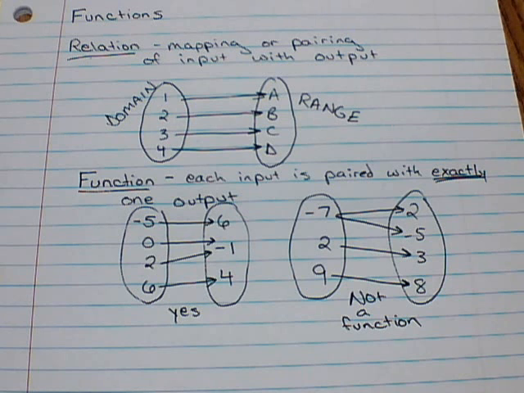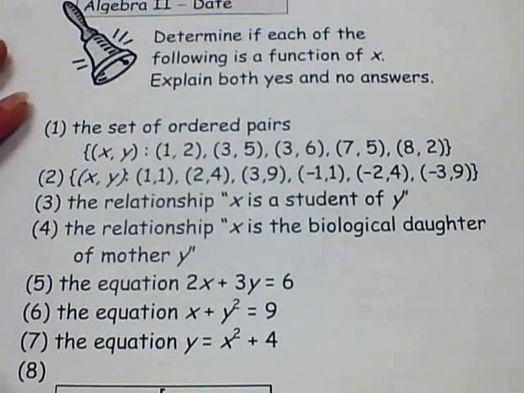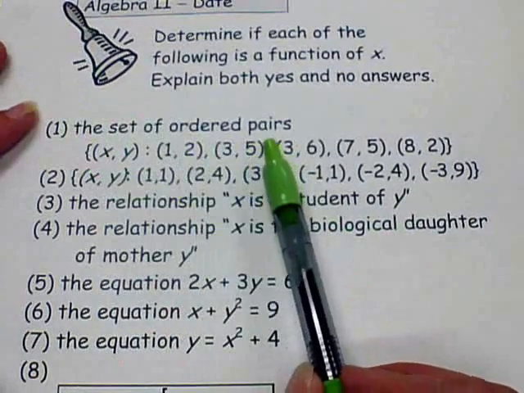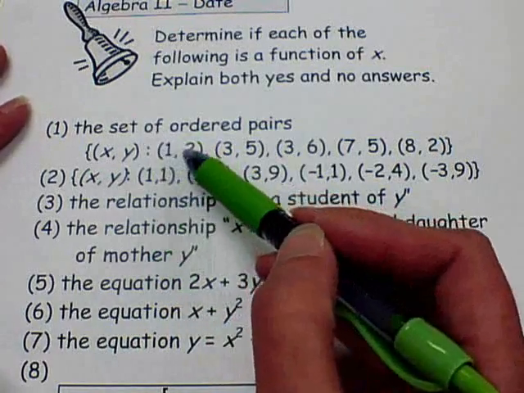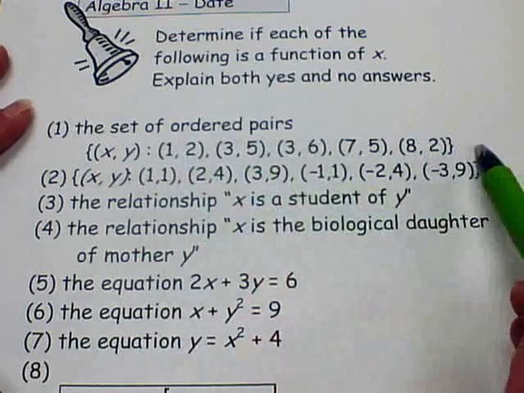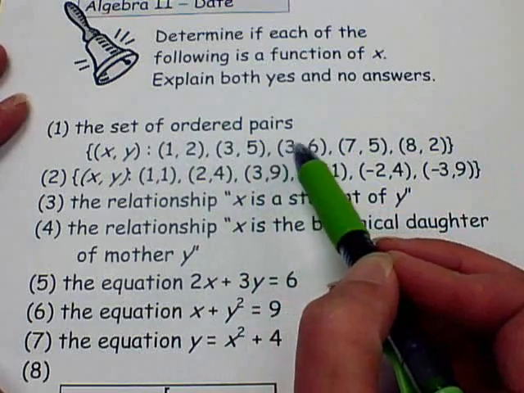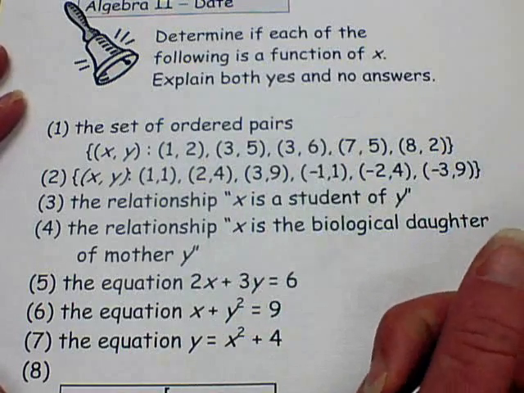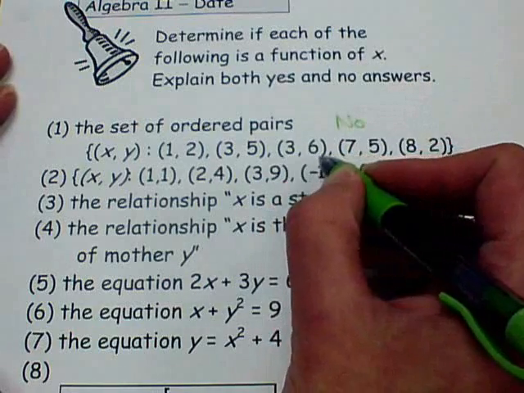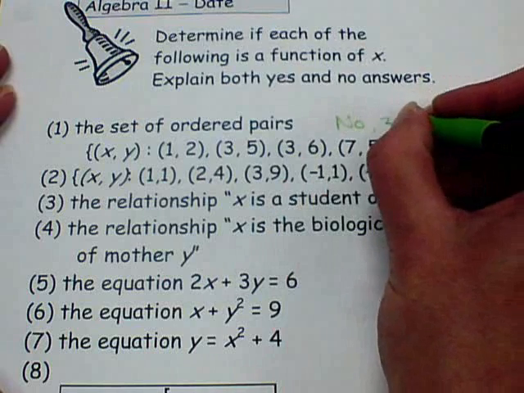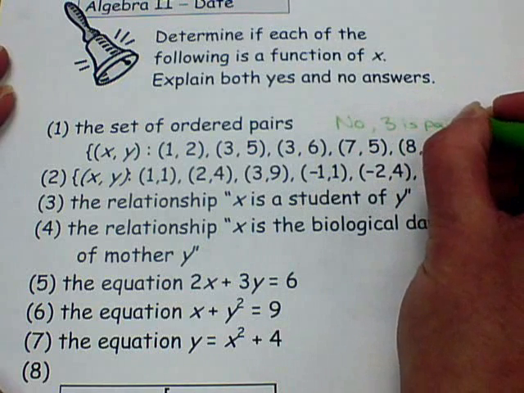Okay, so let's continue going through some examples and deciding whether they're functions or not. Here we have sets of ordered pairs. Each input can only be paired with one output. So 1 is paired with 2. 1 is not paired with anything else, so we're good. 3 is paired with 5, but 3 is also paired with 6, so this would be a no. Not a function because 3 is paired with 6 and 7.